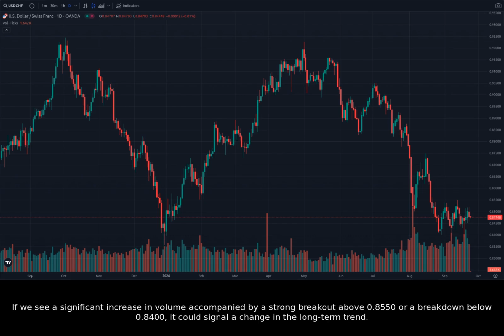If we see a significant increase in volume accompanied by a strong breakout above 0.8550 or a breakdown below 0.8400, it could signal a change in the long-term trend.